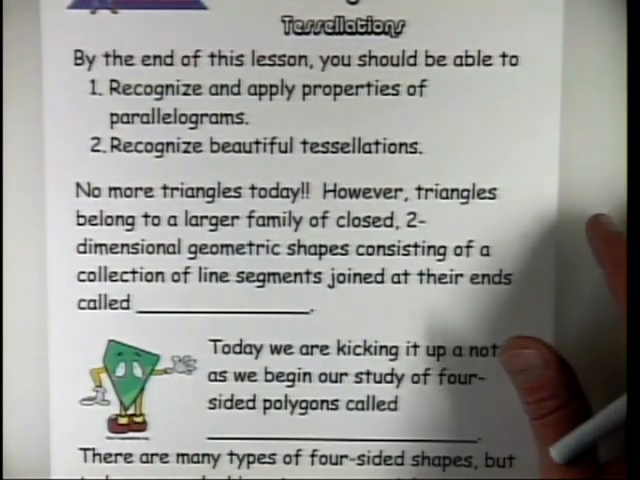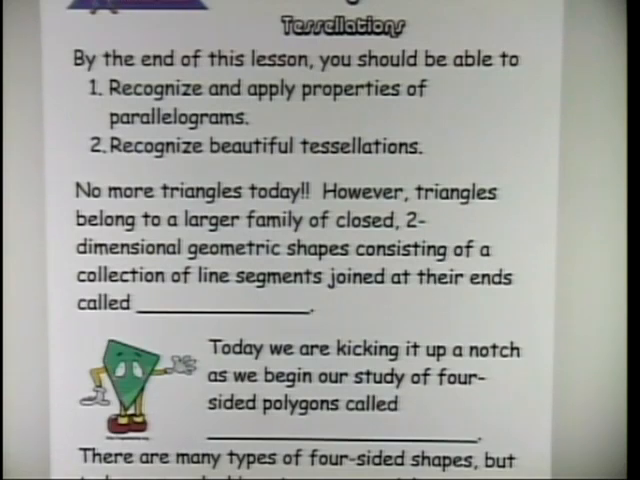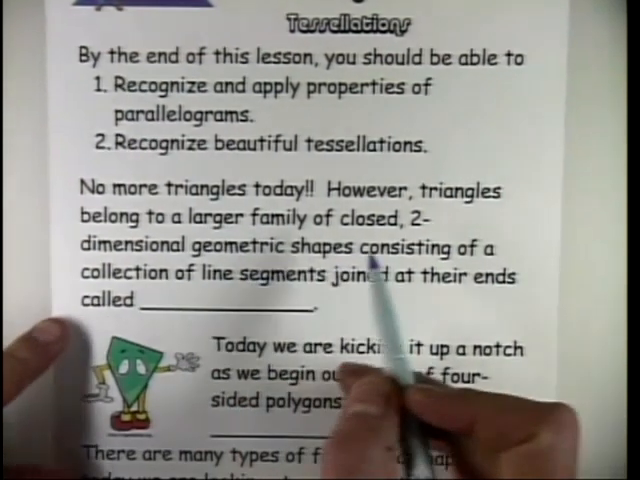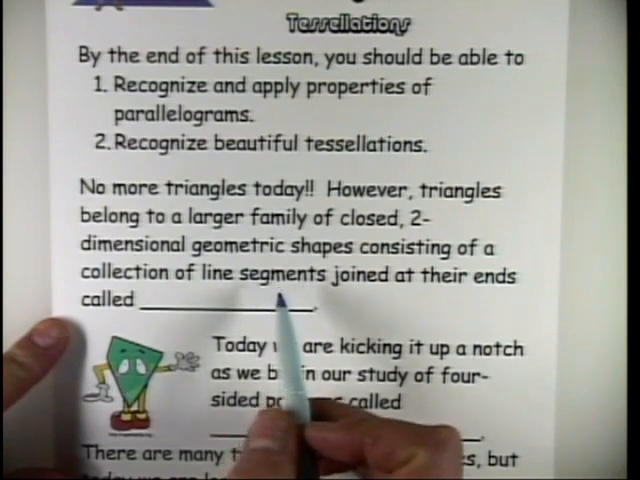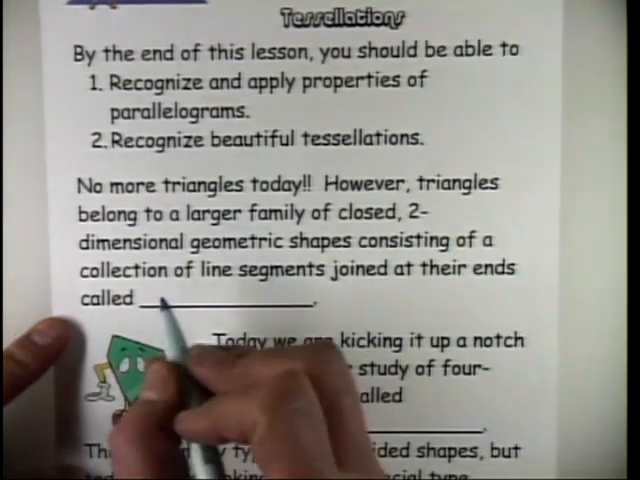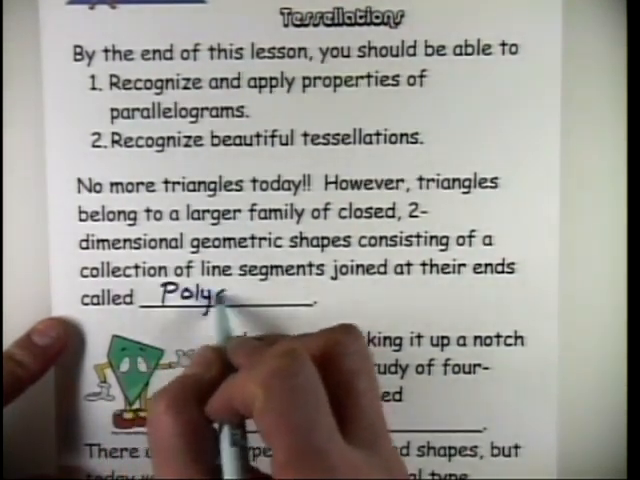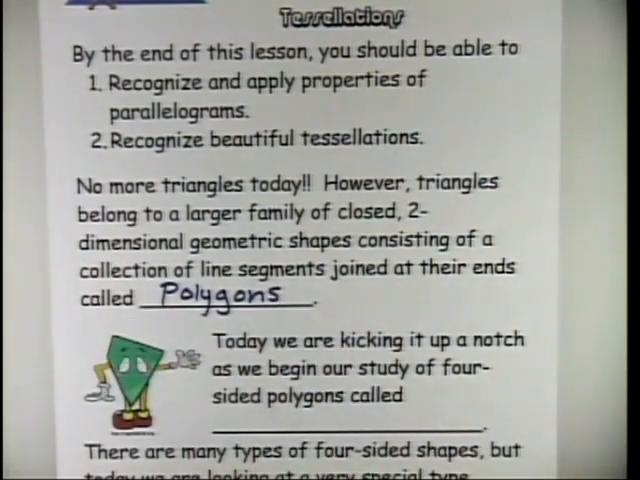Meaning instead of three sides, we're going to talk about a four-sided shape. Now, those triangles belong to a larger family of shapes that consist of a collection of line segments that are joined at their ends, and those are called polygons. So polygons are basically the family of geometric shapes that are closed, like triangles and squares.